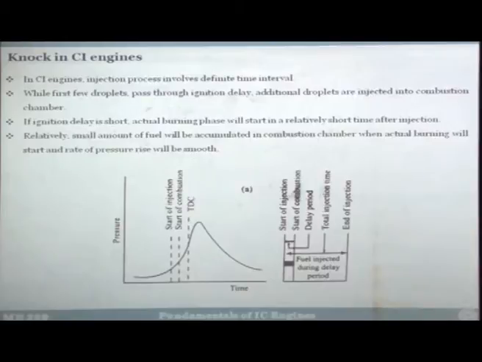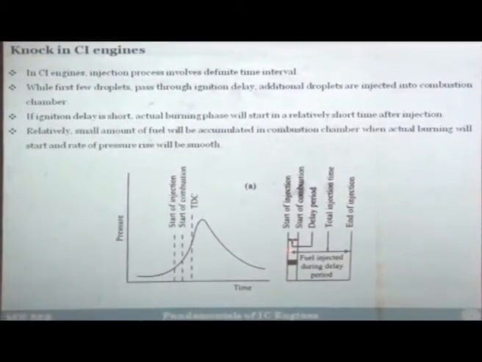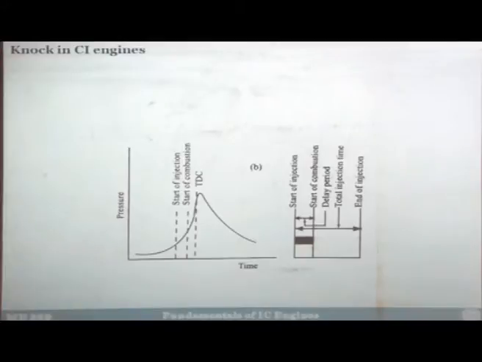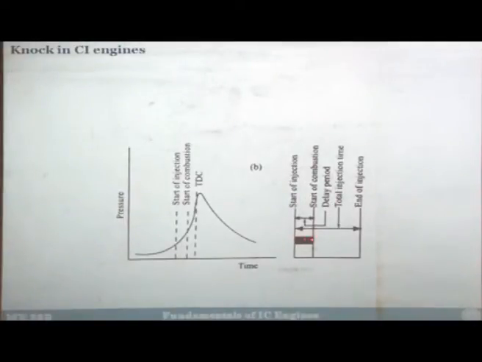So you see here, this is start of injection, this is start of combustion, this is called the delay period, and injection is continuing for a long period. Combustion and injection both happen simultaneously in a diesel engine. This is another situation where this period is small, so only this much volume is accumulated in the combustion chamber by the time the combustion starts. Suppose this is long, now it has become long. Here you see more fuel is accumulated.